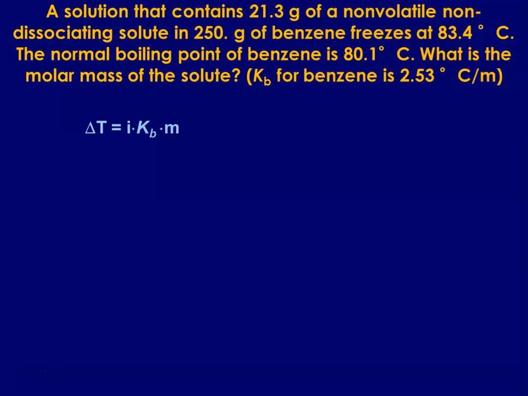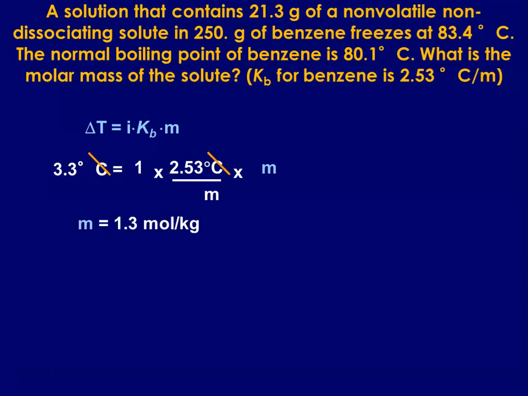We have the two temperatures, the temperatures at which, I don't know why I have that it freezes at 83.4. Super sorry about that. It boils at 83.4. I will fix that for my presentation. And that the normal boiling point is 80.1, so we can calculate what the temperature change would be for boiling, 3.3. This is a non-dissociating solute, so the i value would be 1. We have the Kb for benzene being 2.53, and we can use those pieces of information to find the molality of our solution, which contains the moles of our solute.